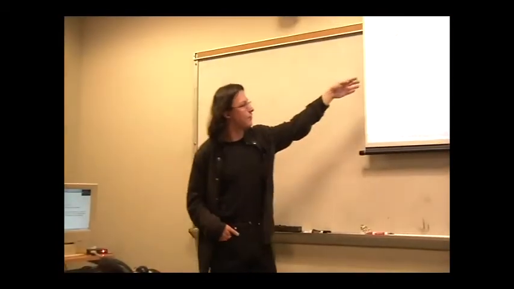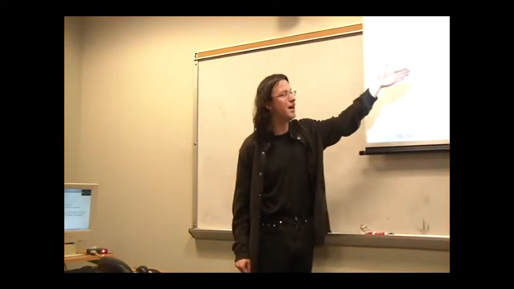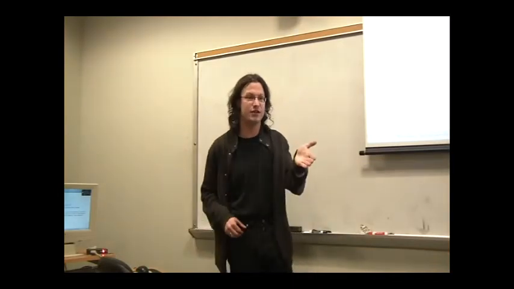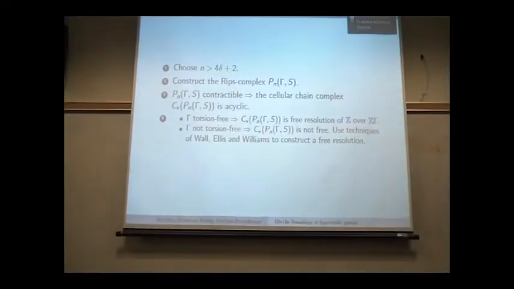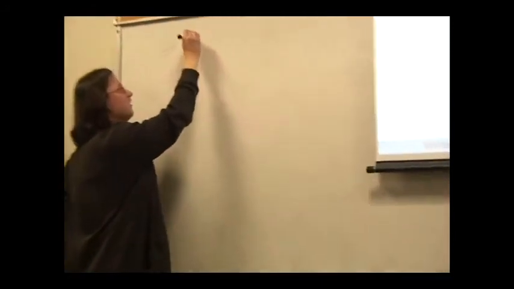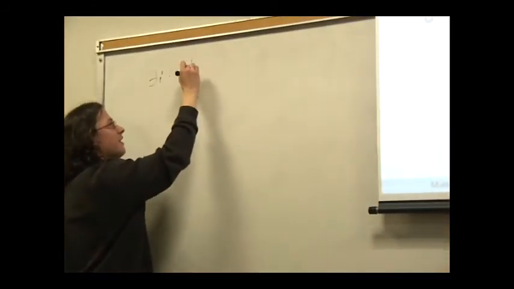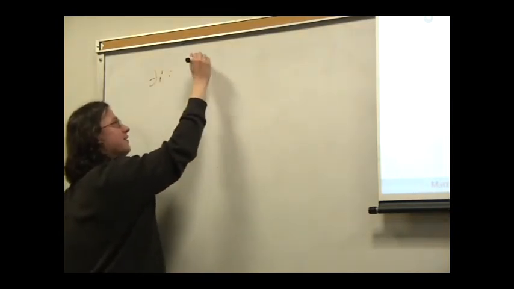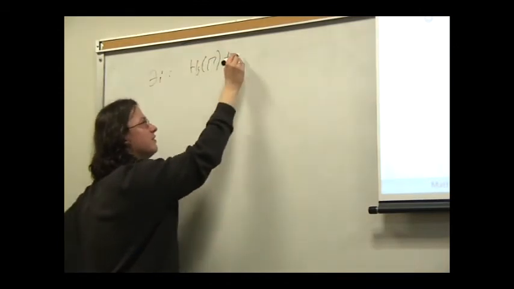But okay, let's see. So if gamma is not torsion-free, the resolution can't be free. Otherwise, we would have proved that gamma would be torsion-free too. That's another thing you can do with homology groups. If there's an integer such that all homology groups H_i with i greater than that integer are trivial, trivial. Let me write it down. It's easier. So if you've got an integer such that H_j of gamma is not equal to zero.